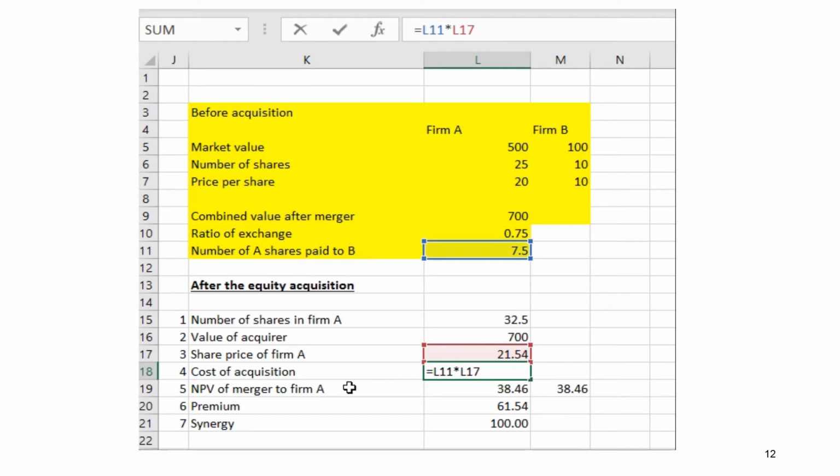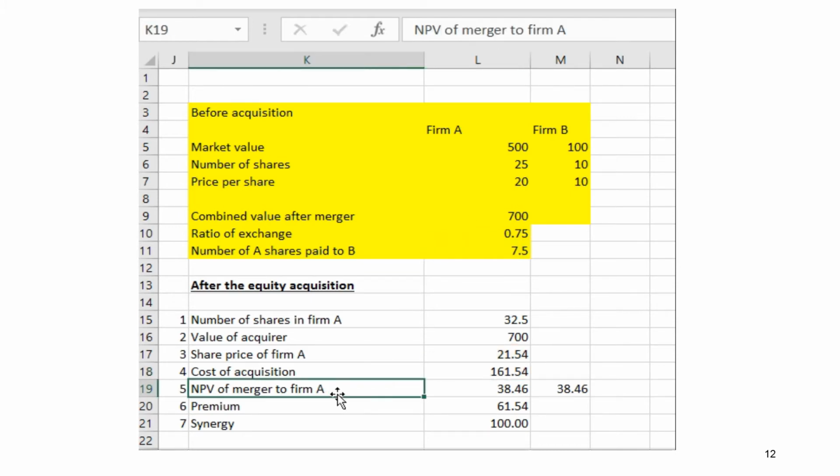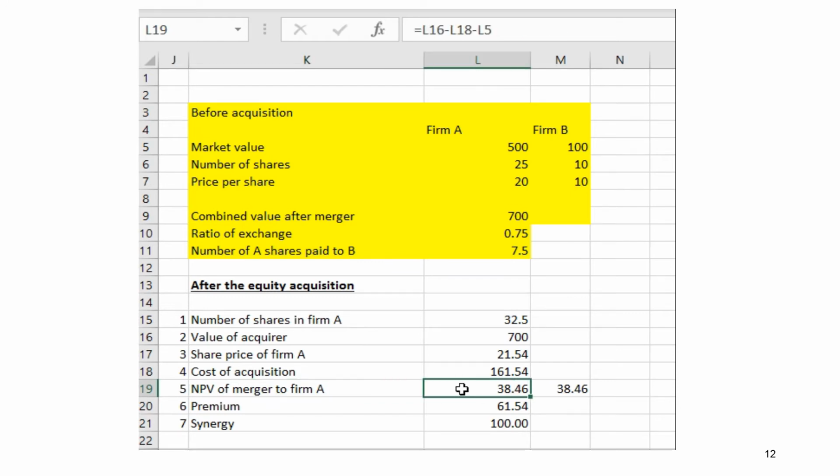B. Question 5. Calculate the NPV of merger to firm A. The NPV of merger to firm A can be calculated in two ways. First, we can compare the change in the value of firm A before and after the acquisition and minus the cost of acquisition. Second, we can use synergy minus the premium paid.